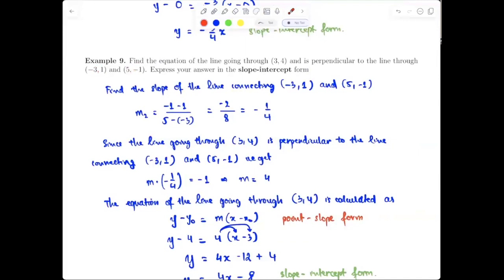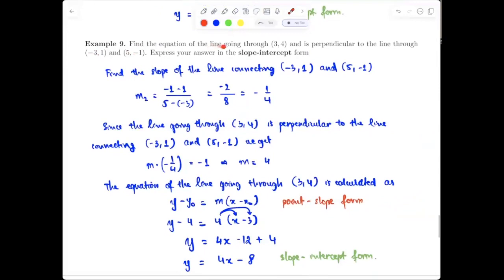Okay. When you find the slope of this line, you can use the information to calculate the slope of the line going through the point 3, 4, because the line going through 3, 4 is perpendicular to the line through these 2 points.